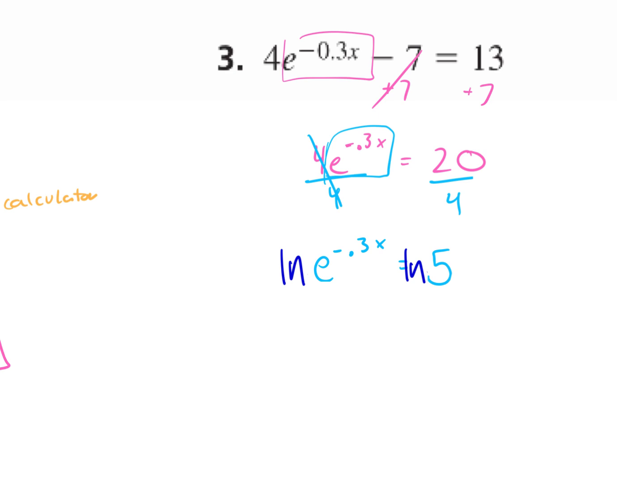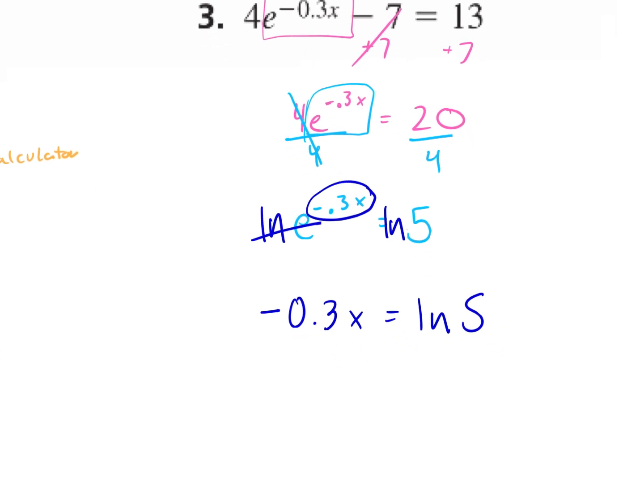So the ln of e cancels. What am I left with on the left side? Negative 0.3x is equal to the ln of 5. What do you think I would have to do next to solve? Find the ln of 5. So ln of 5 is 1.609.